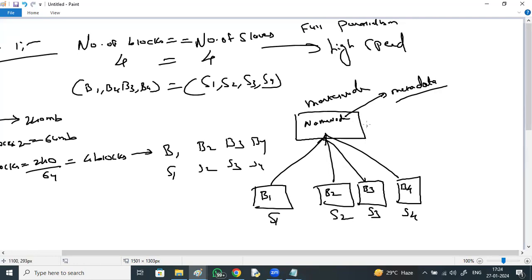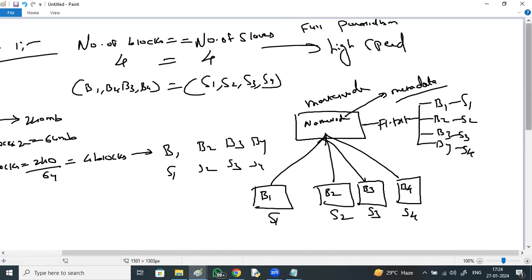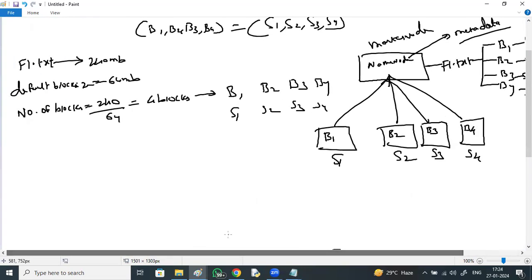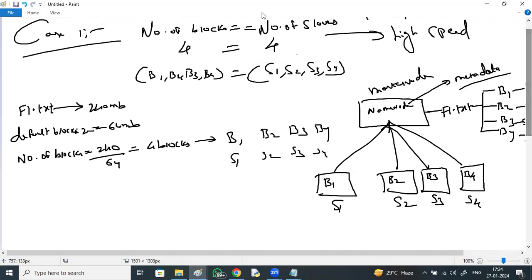For example, for the f1.txt file, into how many blocks it is divided and where each block is stored: B1 in S1, B2 in S2, B3 in S3, B4 in S4. This is how exactly the data storage is happening. The file is divided into blocks, and the blocks are distributed across slaves.